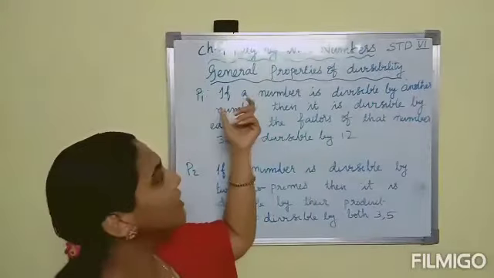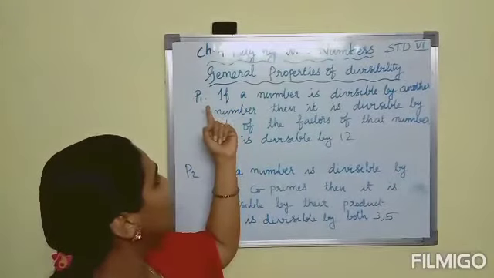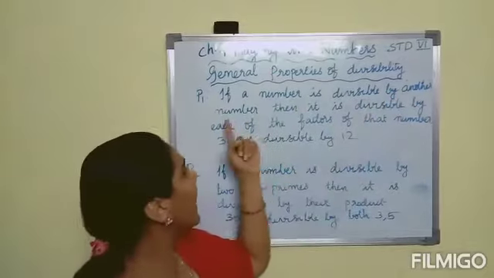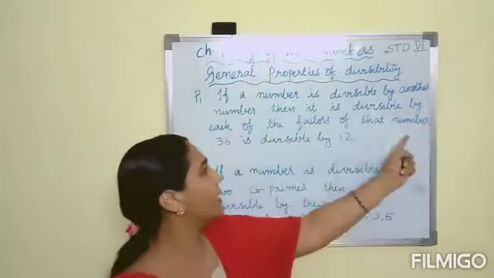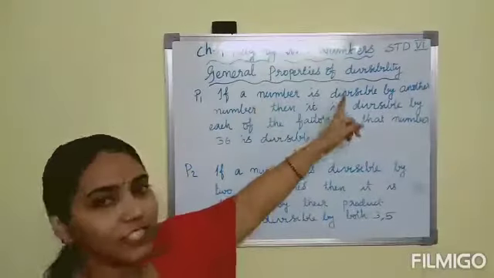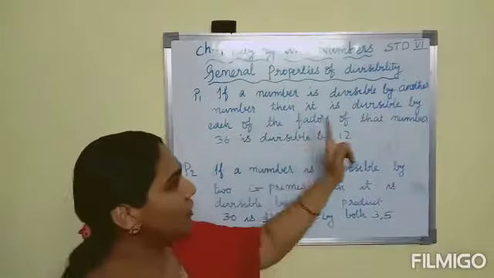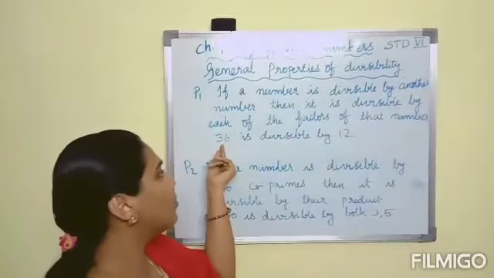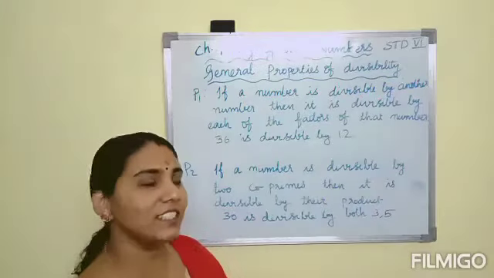What is the first property of divisibility? If a number is divisible by another number, then it is divisible by each of the factors of that number. So I took two numbers here, 36. 36 is divisible by 12.